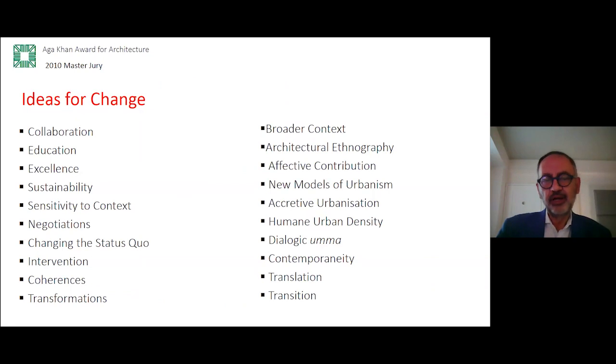So I looked in one of our books in 2010. The jury, during the discussions, were writing down all the interesting words. I don't want to use any subjective term for that. These are the ideas for change. So what is architecture? Architecture is that you're doing something to change the status quo. That's the whole thing. You want to do something, and it's by construction and architecture changing.